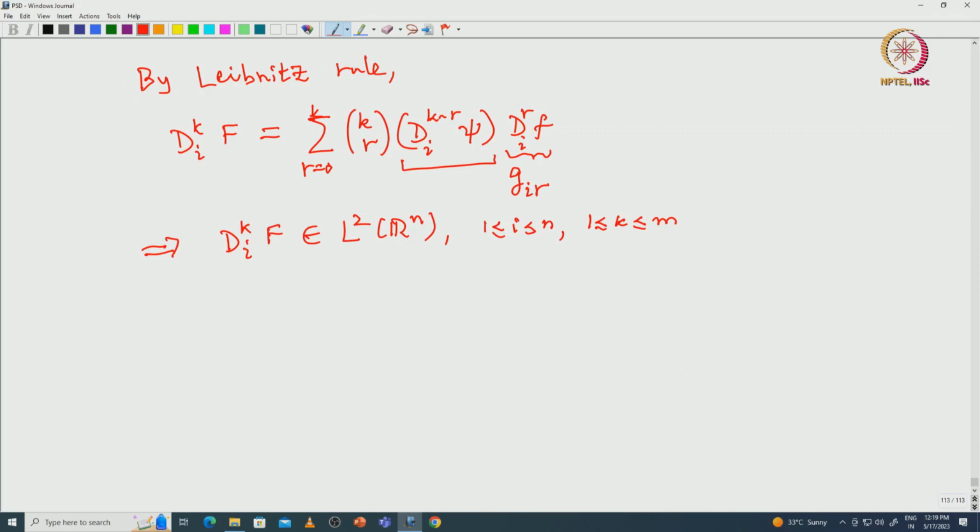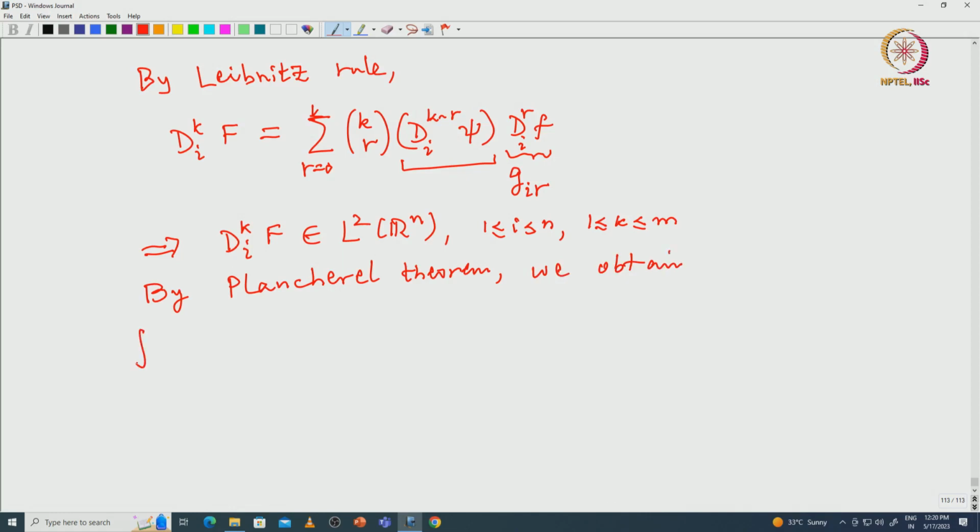Now you use the Plancherel theorem. By the Plancherel theorem, we make some observations now. The Fourier transform of F and the Fourier transform of its derivatives are also L2 functions. Then you use the properties of the Fourier transform, so we obtain the following.